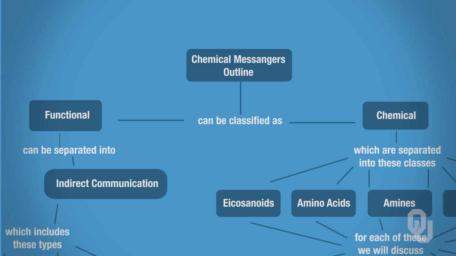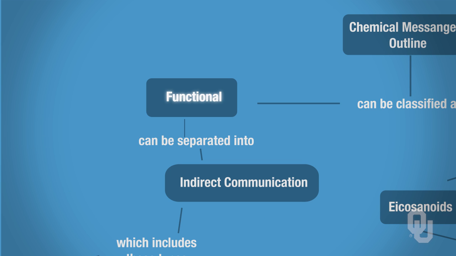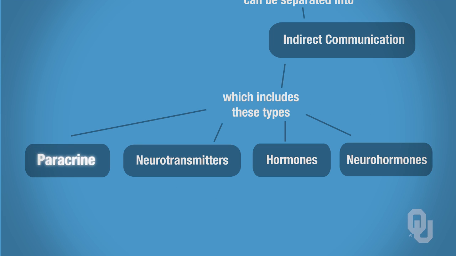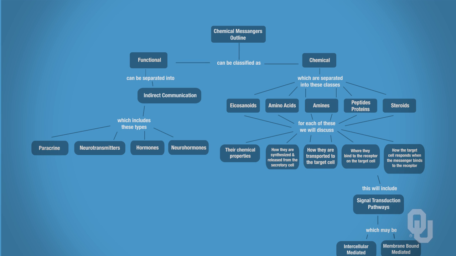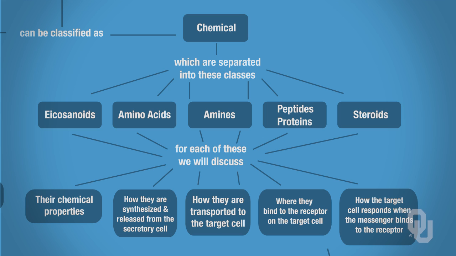We're going to break them down into two different means by which we classify them. We classify them based on their function. So in other words, do they function as a paracrine signaler? Do they function as a neurotransmitter? Or do they function as a hormone? Or does that chemical messenger function as a neurohormone? Then we're going to look at their chemical classification. By chemical classification, we're going to take these chemical messengers and divide them up into different groups or different chemical classes. So we'll divide them up into eicosanoids, amino acids, amines, peptides and proteins, and steroids.